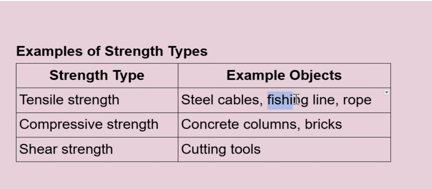Another example would be your fishing line, right? So imagine you're holding your fishing rod and you cast your fishing line and a massive fish takes the bait and it starts pulling the fishing line in the other direction, right?